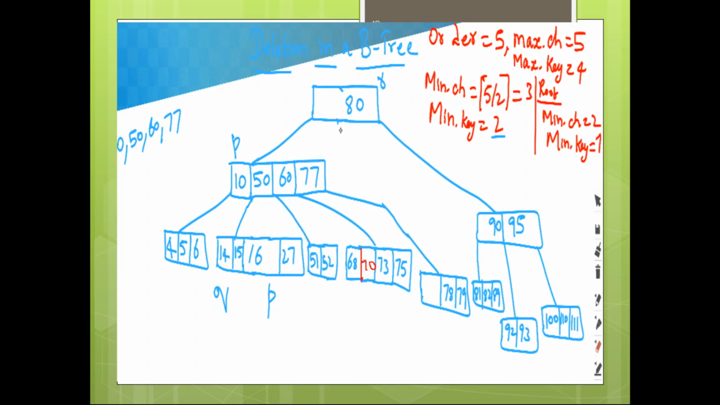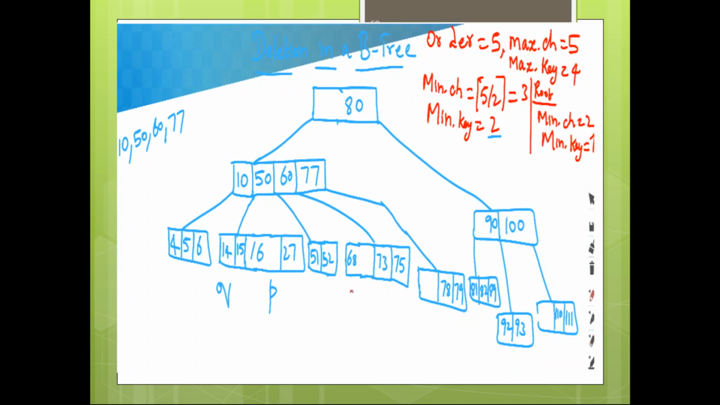Okay, fine. Next, let us see how to delete 70. Locate where it is. It's less than 80, greater than 10, greater than 50, greater than 60, but less than 77. So follow this pointer. Here is 70. Can we delete 70? It's a leaf node. Yes, we can delete it directly, because after deleting, this node will still have the minimum number of keys. So just remove 70, that's it. The resultant tree will be this. 70 is removed.